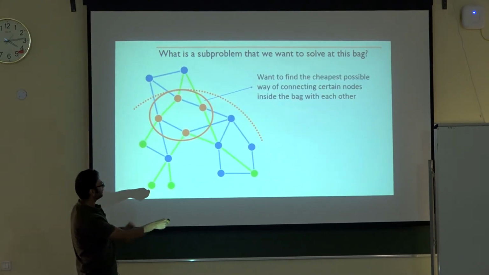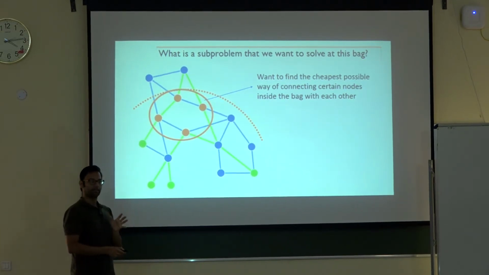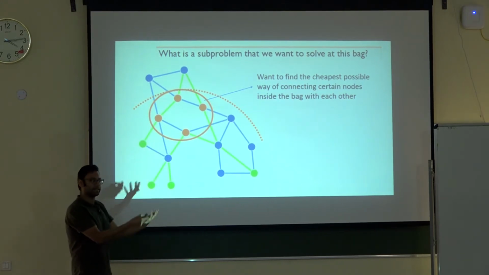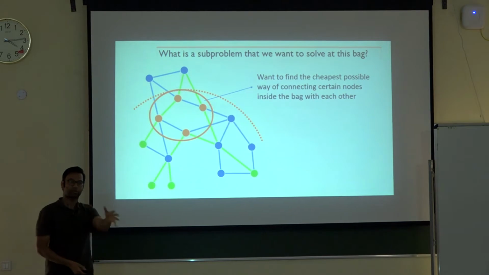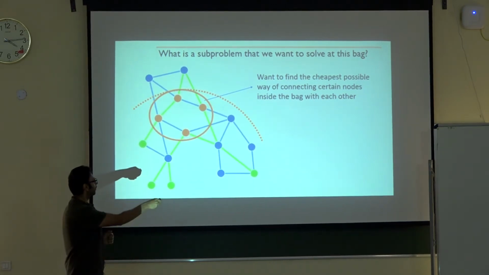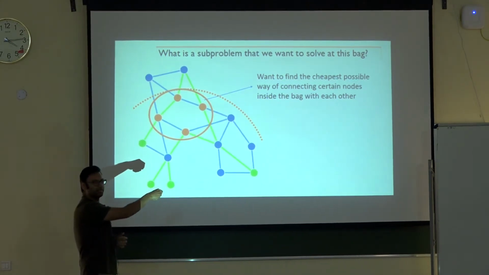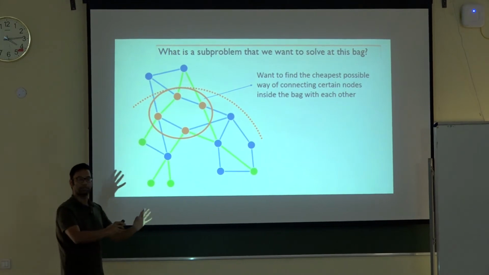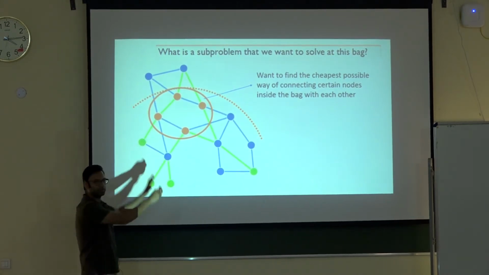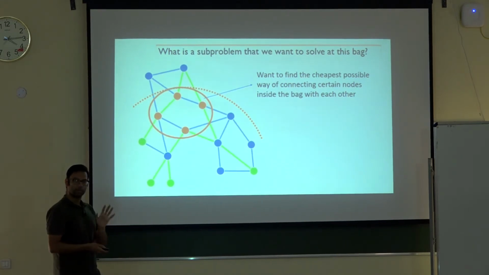I want to find the cheapest possible way of connecting some of the nodes in this bag. Okay? I don't know whether I want to connect all these nodes inside this bag, but I want to maybe connect some of the nodes. So that's the subproblem which I want to solve. So I tell this subproblem that, hey, you need to connect these guys with each other in the cheapest possible way. Solve this subproblem for me. And the hope is that if I can do that for different parts of my graph, then I will end up having a Steiner tree. Okay?